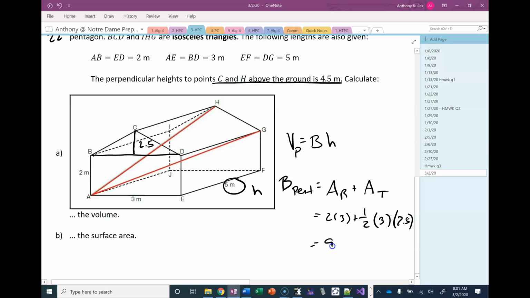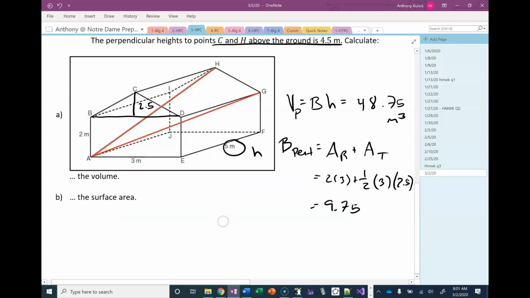So that should give me 9.75. So if I do that times 5, I get 48.75. I don't know why I wrote degrees. And these are meters cubed. Does that feel okay there, Olivia? Okay. Surface area, a little bit trickier here.